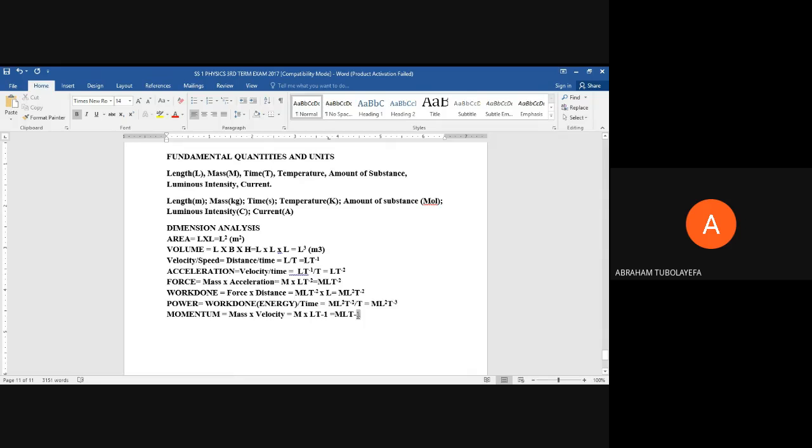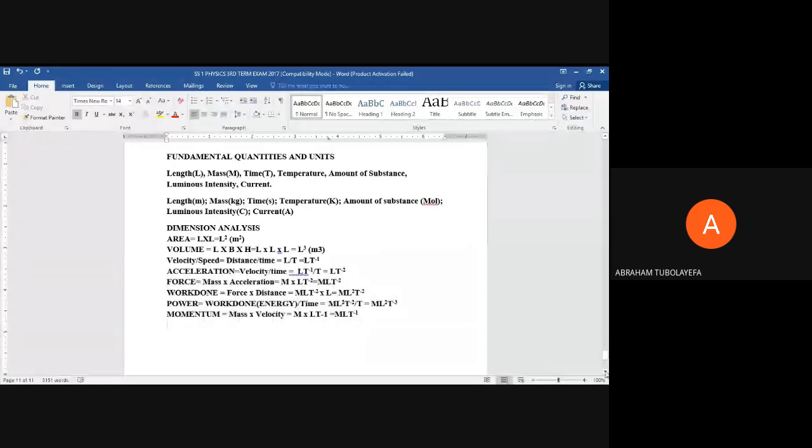Don't forget that we may meet it in your exam tomorrow. MLT to the power of minus 1. Or you remember the formula for momentum, that momentum is equal to mass times velocity, so that you can be able to calculate it whenever you are asked to do that. So that's what I wanted you to remember about it.